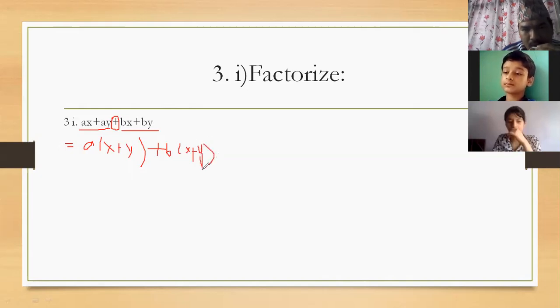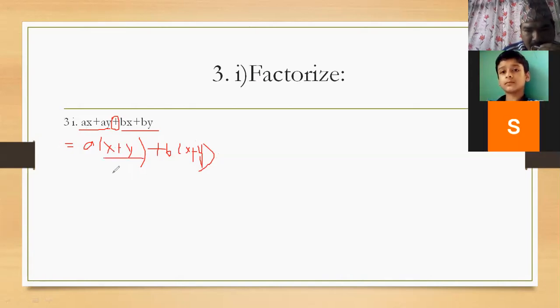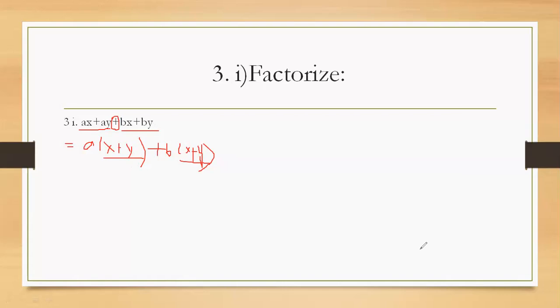Now look here. How to know whether our grouping was correct or not? This is a very important part. Inside this bracket, what is remaining? First bracket, what is remaining? Sir, x plus y. And what is remaining in the second bracket? Sir, x plus y. Good. If they are same, then only we have to understand that our grouping is correct. If they are different, then our grouping will be incorrect. Understood, children?